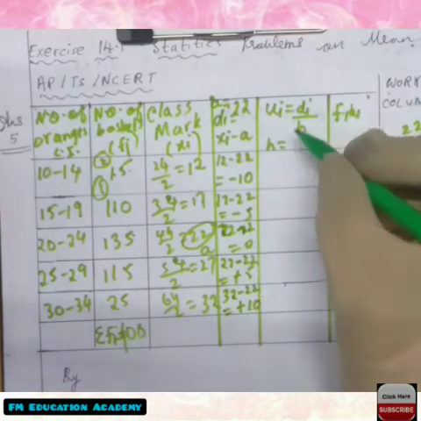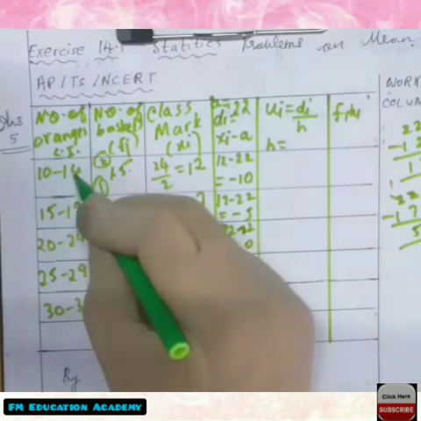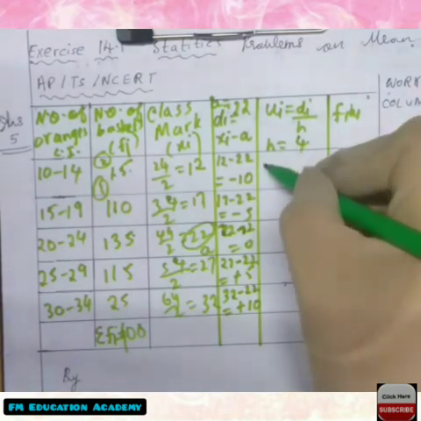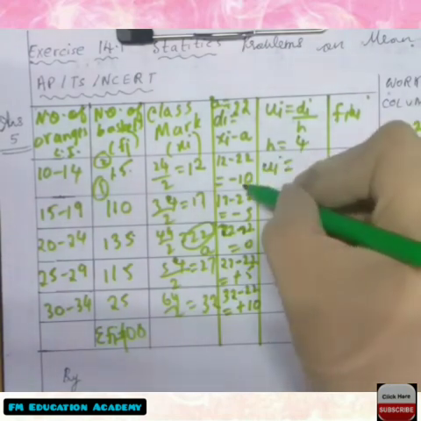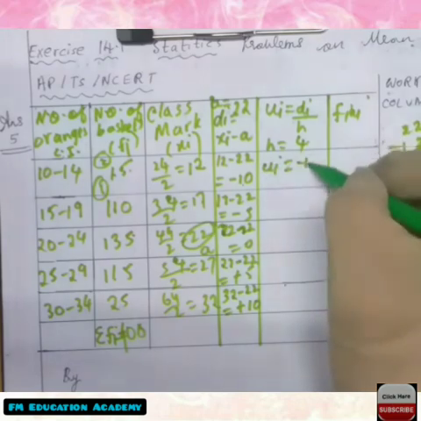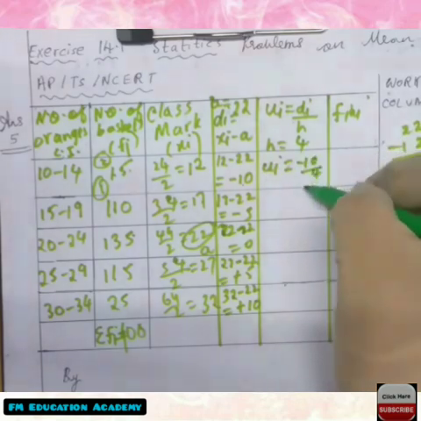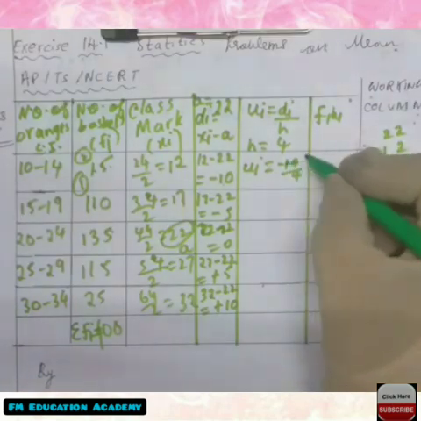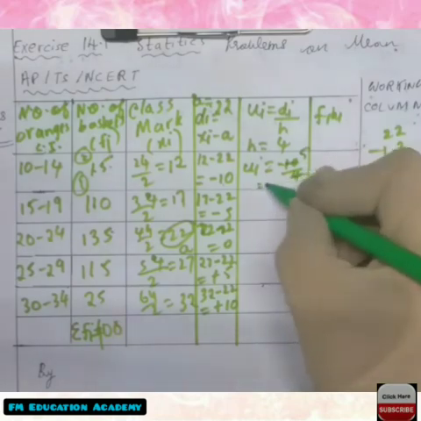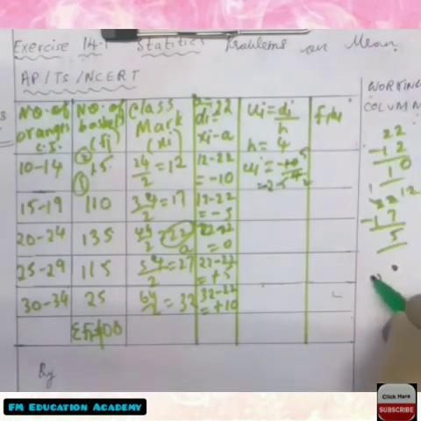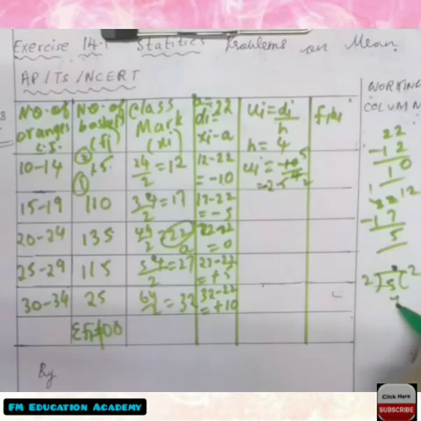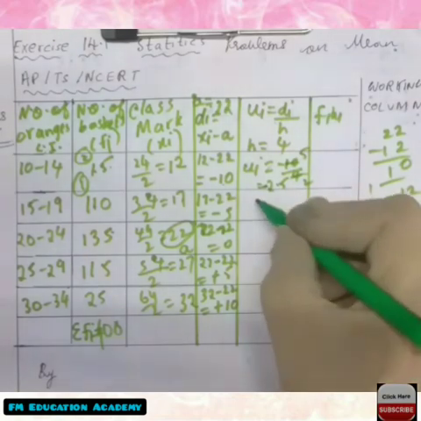Now h here is the difference in upper limit and lower limit. 14 minus 10 is 4. So we have to divide these di values with h. So minus 10 by 4. Minus 10 by 4 means 2 5s are 10, 2 2s are 4, so 5 by 2 means 2.5. Minus 2.5.